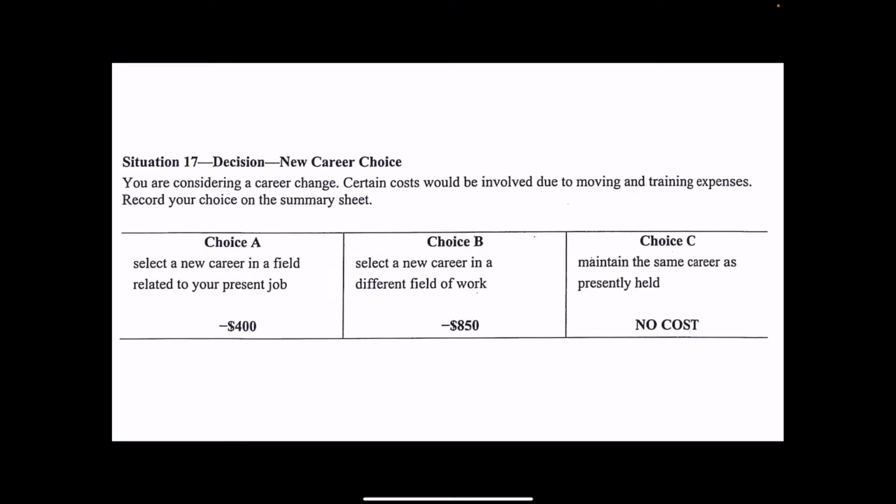Situation 17 is a decision, a new career choice. You're considering a career change. Certain costs would be involved due to moving and training expenses. Record your choice. Choice A, select a new career in a field related to your present job. B, select a new career in a different field of work. Or C, maintain the same career as presently held. So write down your choice for number 17, A, B, or C, and then write the dollar amount and subtract from your balance.